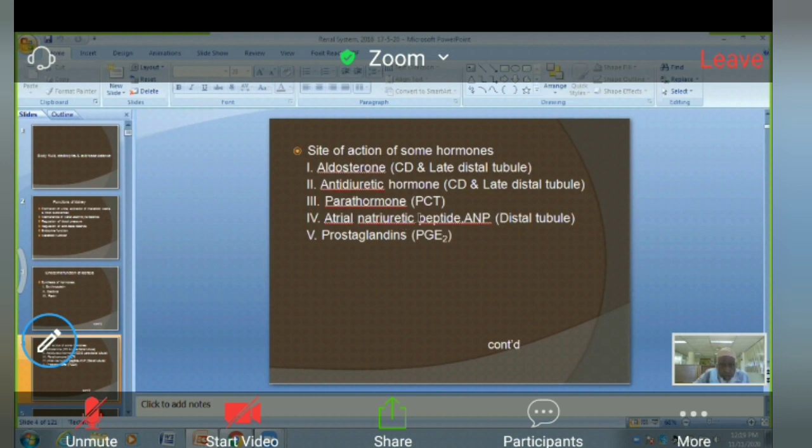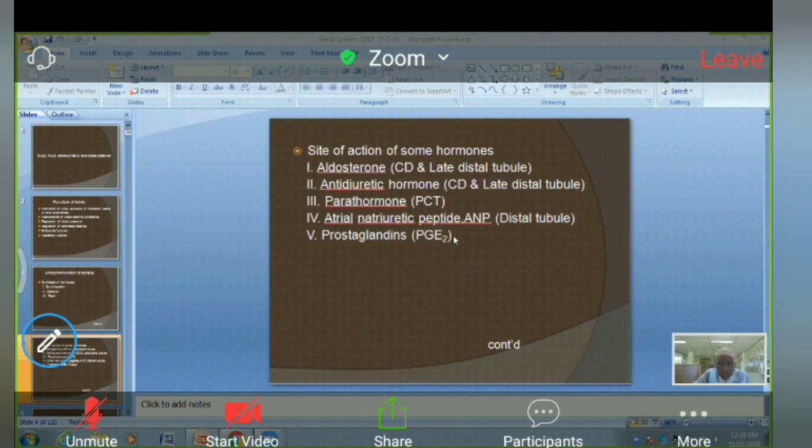If sodium is more, extracellular fluid volume will be more, the atrium will be dilated, and this will cause release of atrial natriuretic peptide, which is carried by blood to the kidneys, to the distal tubule. It acts by causing natriuresis, that means eliminating more sodium, and that brings the sodium concentration in the extracellular fluid back to normal. Okay.